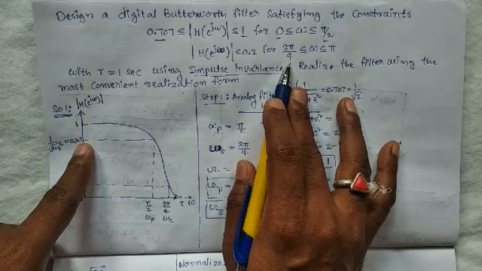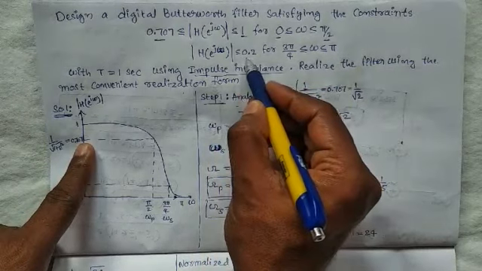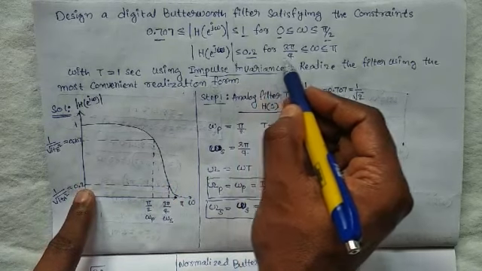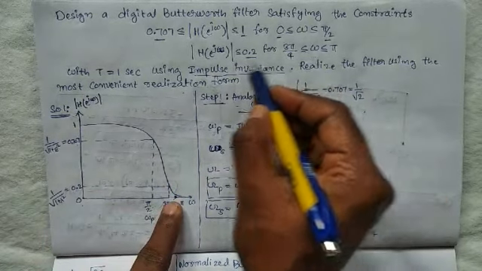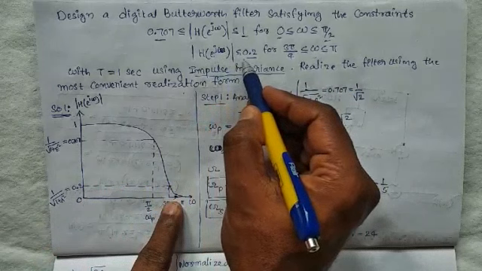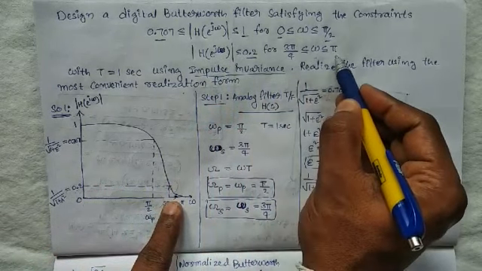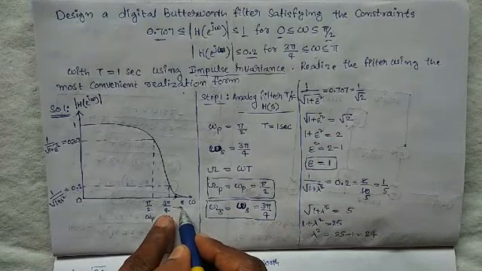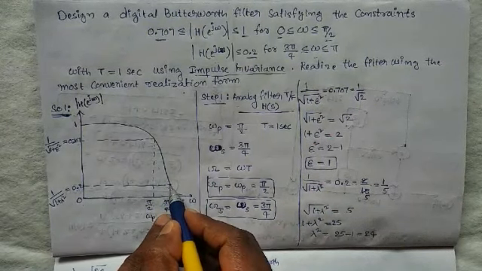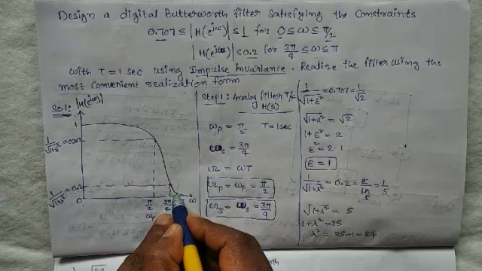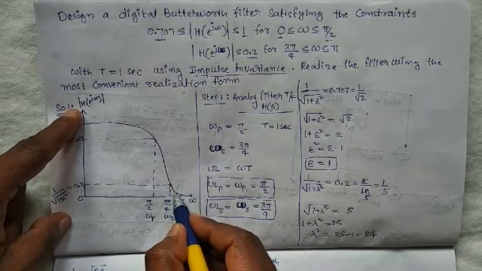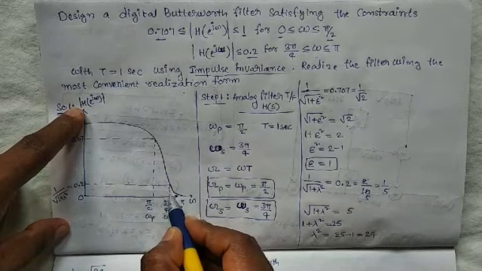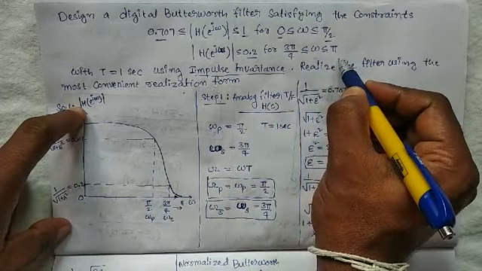At 3π/4, the magnitude is what? 0.2. At 3π/4 the magnitude is 0.2. Its amplitude |H(e^jω)| decreases with increase of frequency, that is, from 3π/4 to π, as we increase the frequency the magnitude response decreases monotonically in the stop band. This is the stop band.